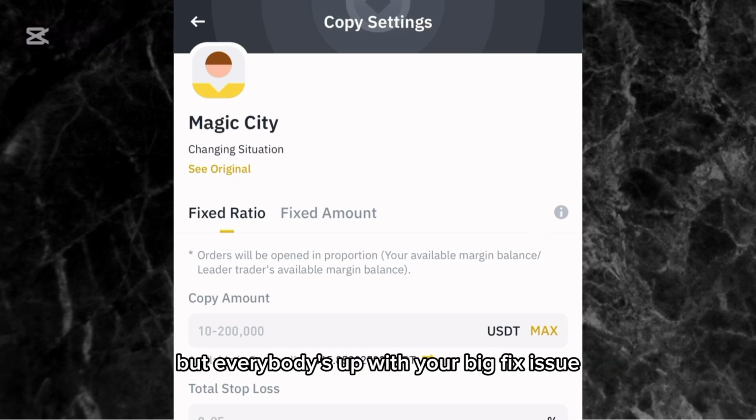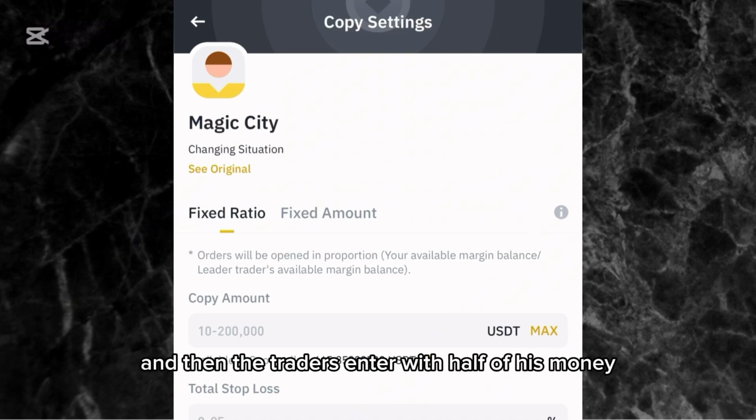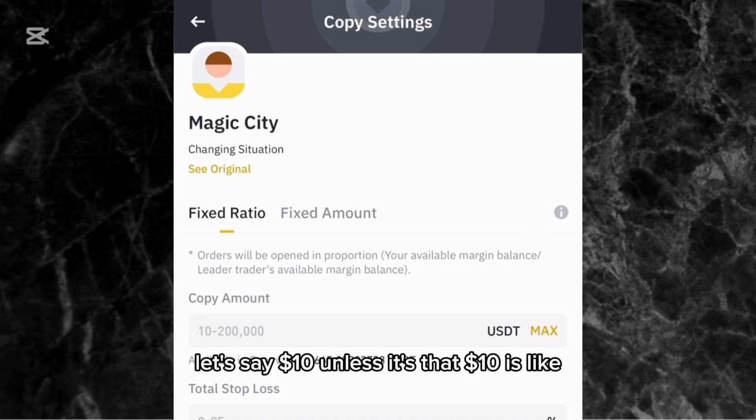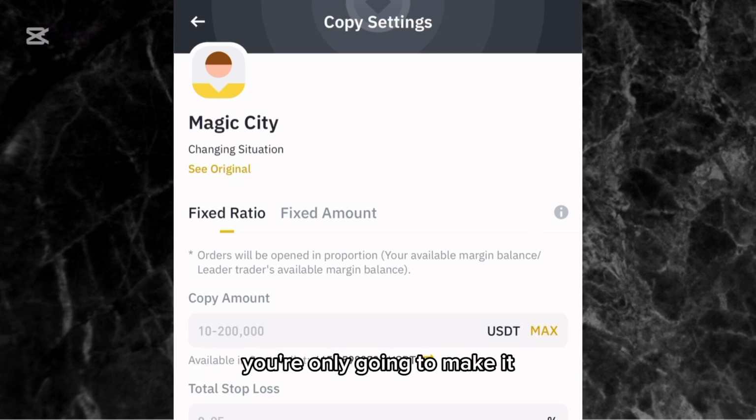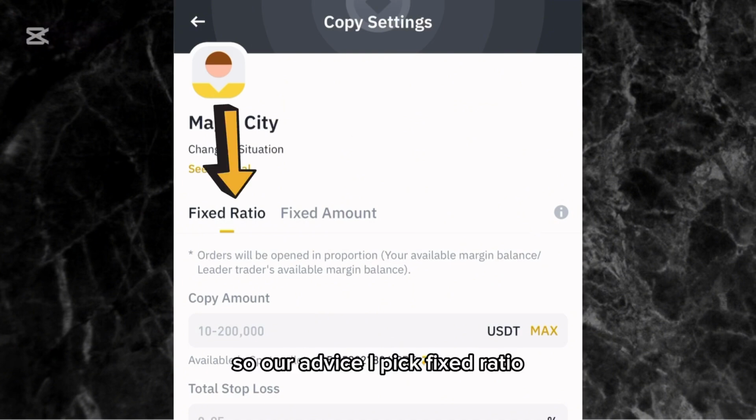But let's say, for example, you pick fixed ratio and then the trader is entering with half of his money, and you are entering with, let's say, $10, and let's say that $10 is just 1% or 2% of what is in your wallet. If that trader is making huge profit from that trade, you're only going to be making a tiny amount of profit from it. So I hope you understand that. So let the trader make the decision and just follow with the proportion. So I will advise that you pick fixed ratio.